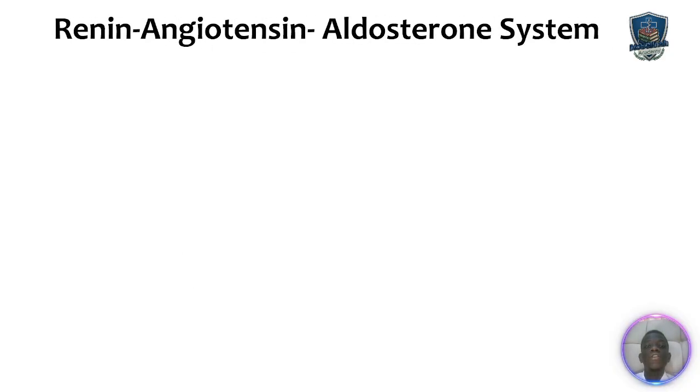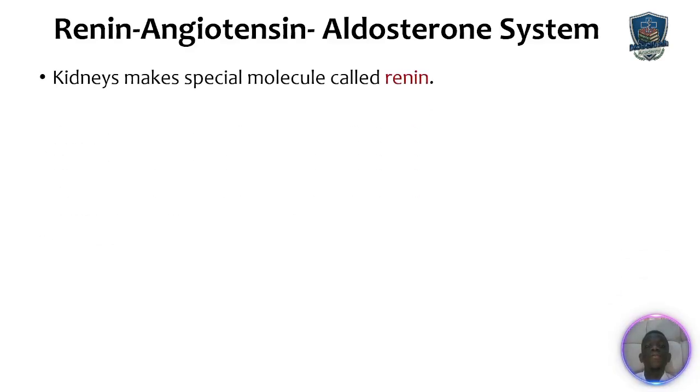So our introduction first is to have an understanding of the renin-angiotensin-aldosterone system. One thing that you have to remind yourself of is that the kidney is a very special organ. It not only filters our blood, but it also makes a special molecule called renin. So our first step in this system, just as our headline states, is renin. You have to understand what renin is. Renin is a special molecule that is produced by our kidneys. So the kidney is a very special organ when it comes to this system.